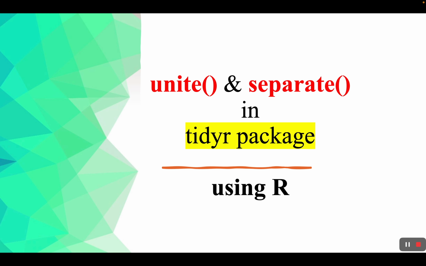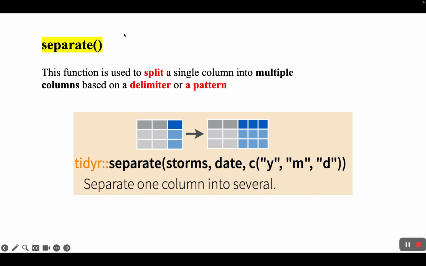So I'm going to discuss with you how we can apply unite and separate on a data frame to get our desired results that we're looking at. Okay, so first, when we talk about separate, we mean to split, and we have a column of interest that we want to split into multiple columns. For example, we have tidyr, which is a package in R, and in this package we can find the separate function.